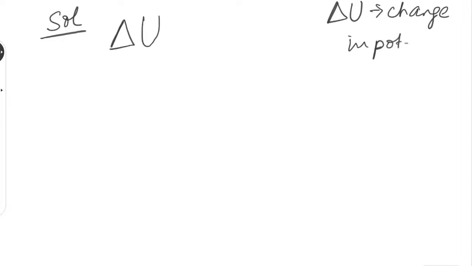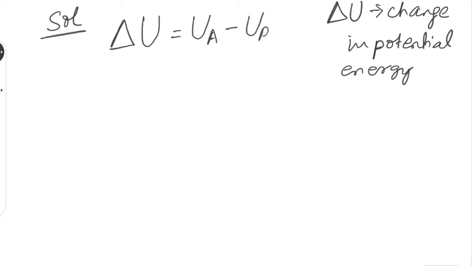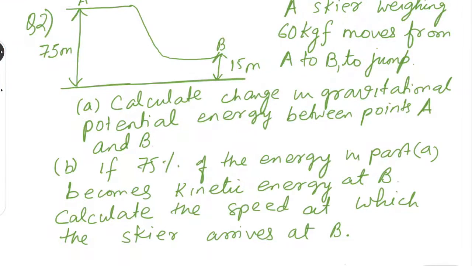So let us proceed to solve this. Now, as we have to find the change in gravitational potential energy, I am writing like this. Delta stands for change. I am writing here, this is my change in potential energy. So it will be potential energy at A minus potential energy at B. Look at the figure, quite evident, potential energy at A will be more than potential energy at B because A is at a greater height.